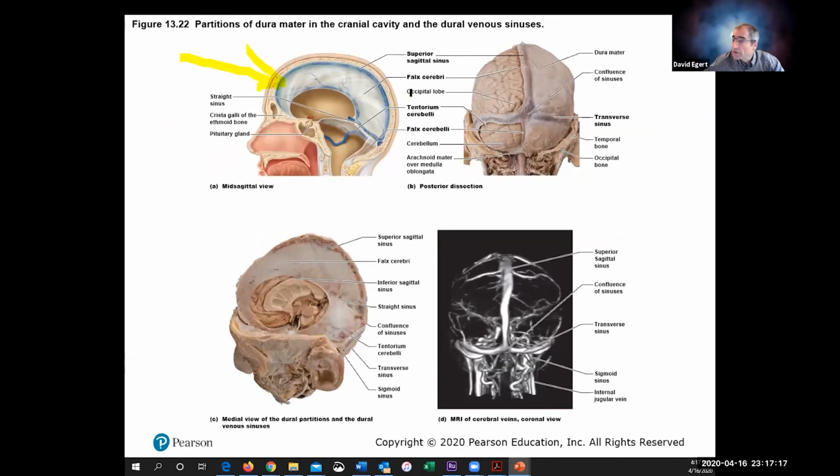Those could be on a test. And those will ultimately drain into your jugular vein. So we were looking at that. Again, what do we call the big dural septa, the big sheet of dura mater in between the right and left hemispheres? Falx cerebri. Yeah, the falx cerebri.